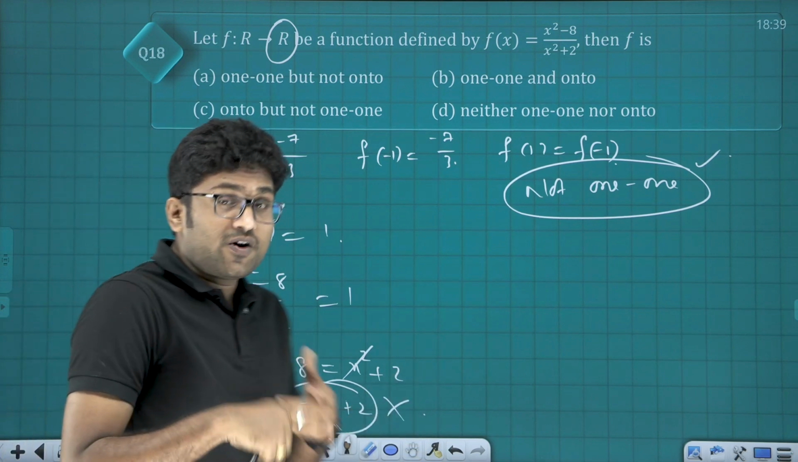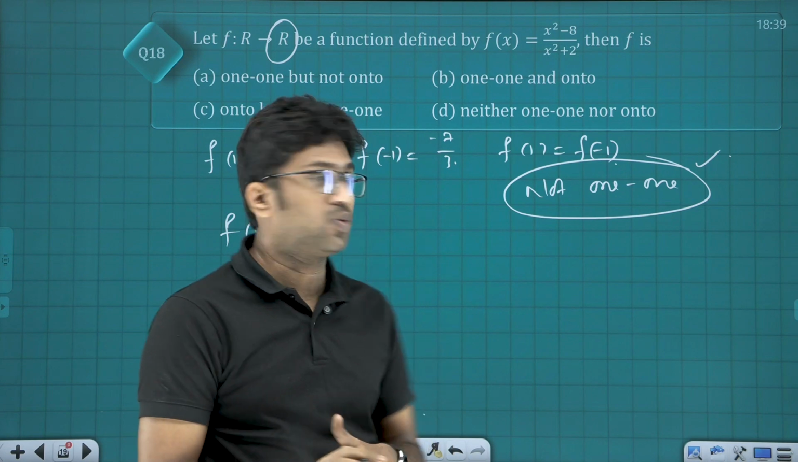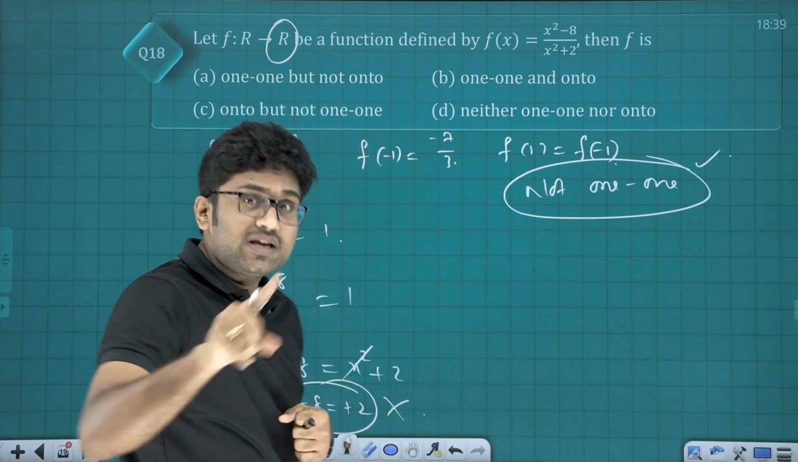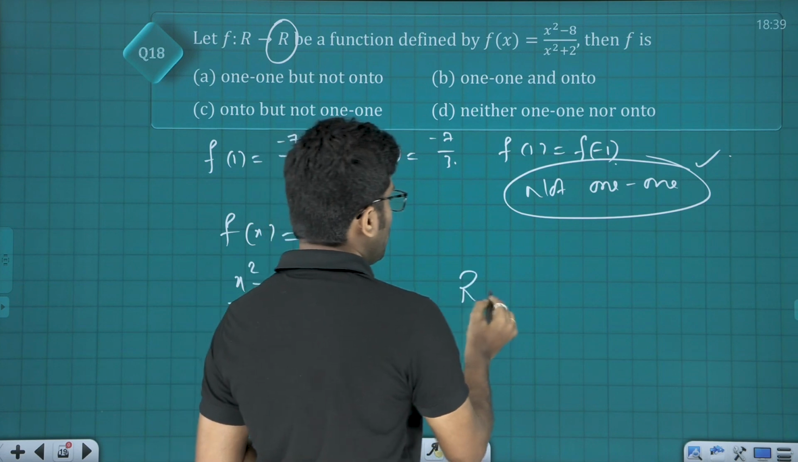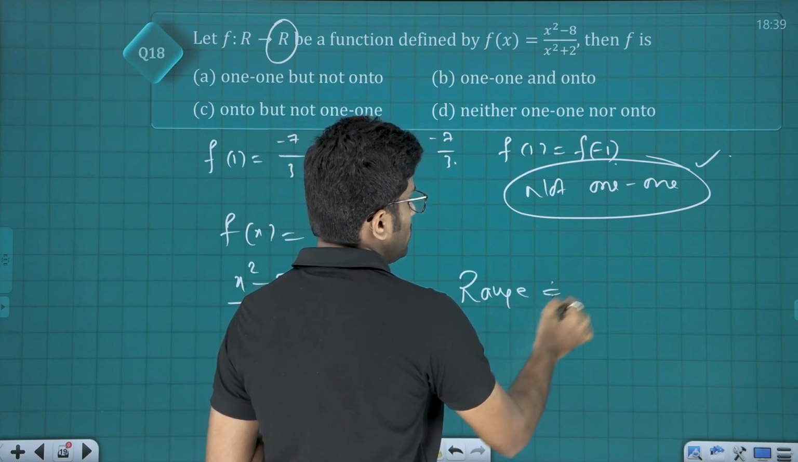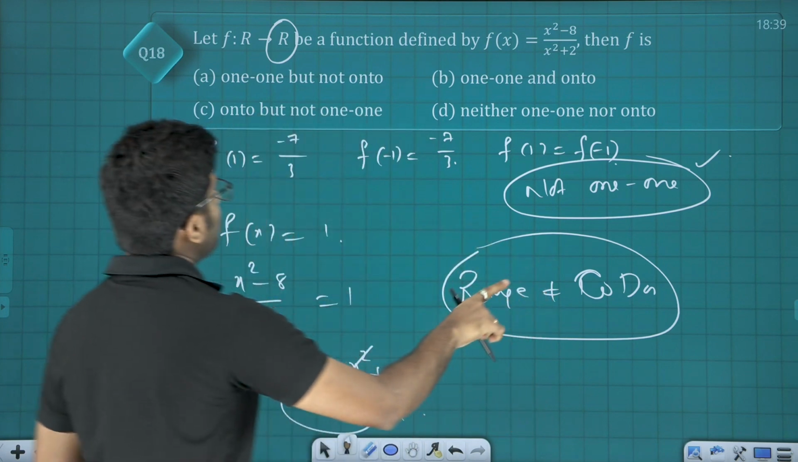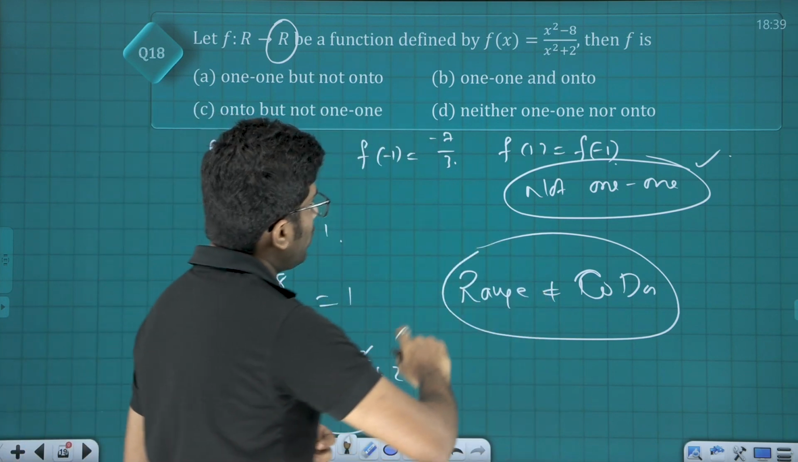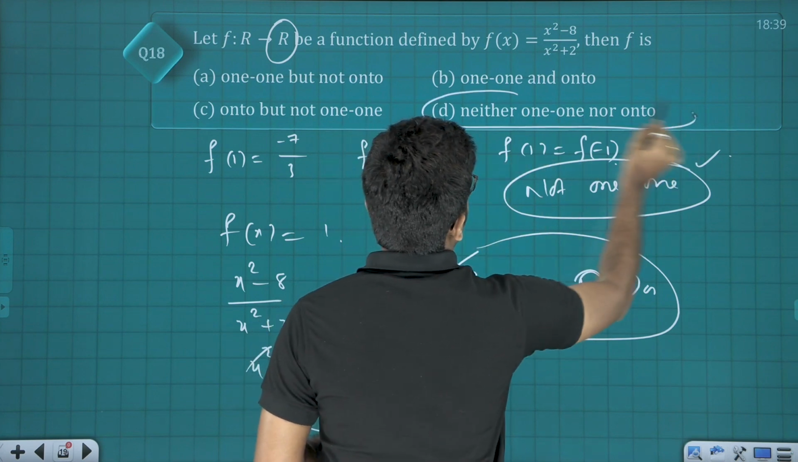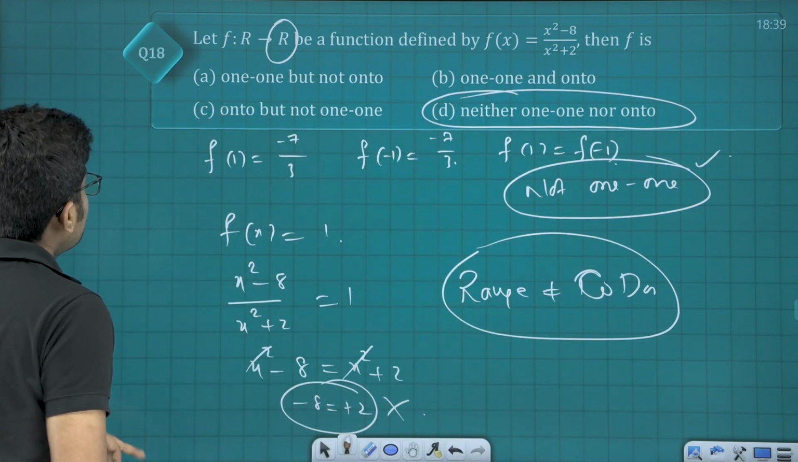That means f of x can never be equal to 1. So we won't get 1 in the complete range. So clearly range is not equal to codomain. Range not equal to codomain, so not onto. It is neither 1-1 nor onto, friends.